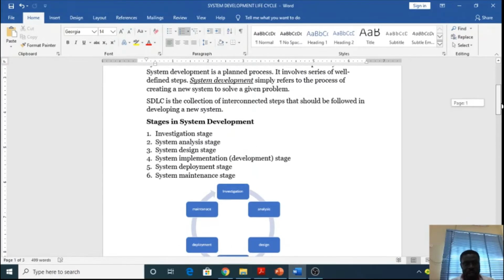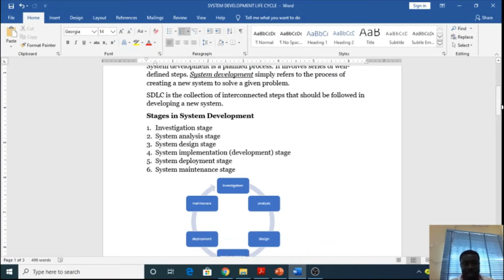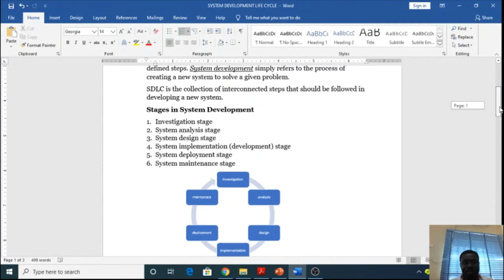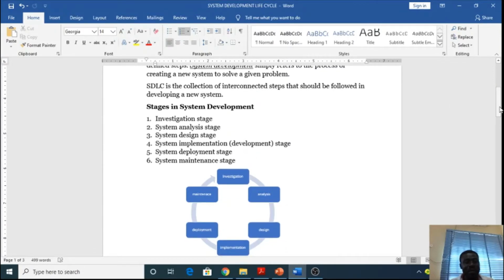So system development life cycle, which is the SDLC, is a collection of interconnected steps that should be followed in developing a new system. It may not be an entirely new system; it can just be an upgrade to what already exists.